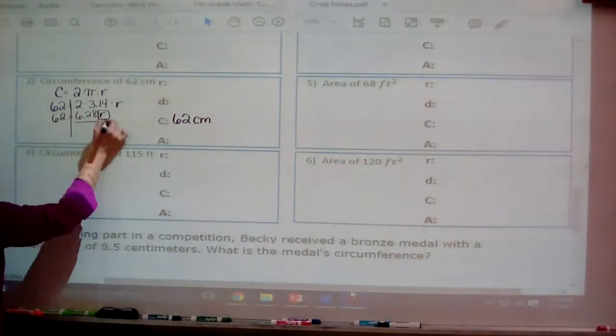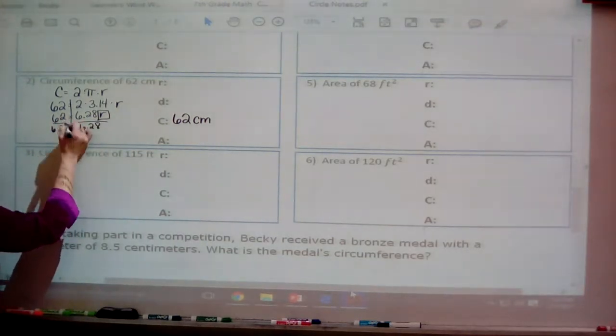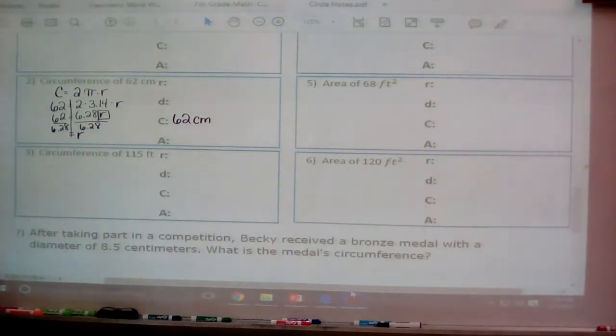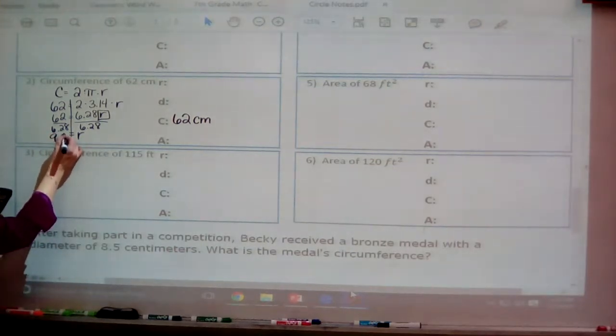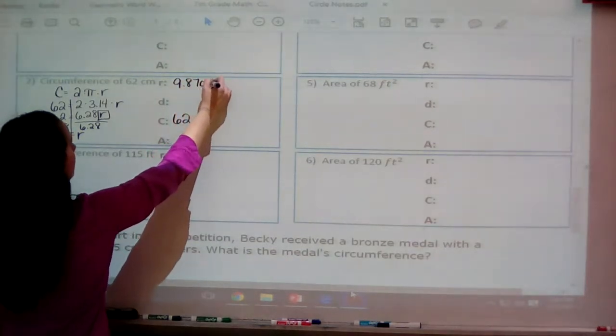Now I'm solving for r, so I need to divide both sides by 6.28 to get r equals, so I have 62 divided by 6.28 to give me 9.87. So my radius should be 9.87 centimeters.